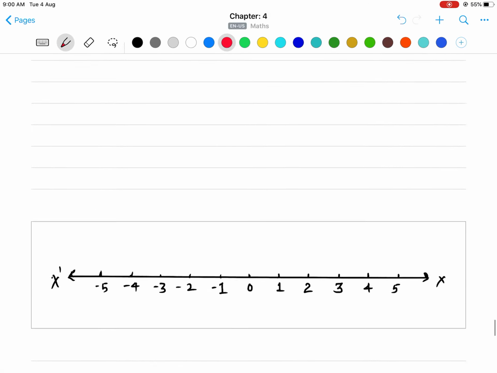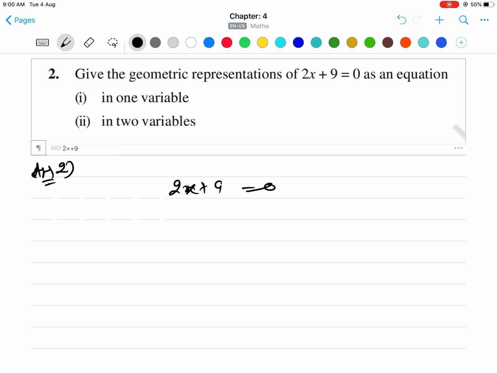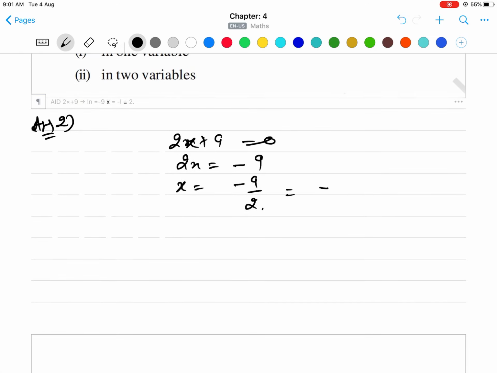Okay. Similarly, we have one more question from this exercise, which is give the geometrical representation of 2x plus 9 equal to 0 as an equation in one variable and equation in two variable. So let's start the solution. Equation given to us is 2x plus 9 equal to 0, or this will be 2x equals to minus 9, or x will be equals to minus 9 by 2. Okay, minus 9 by 2 numerically is equals to minus 4.5.